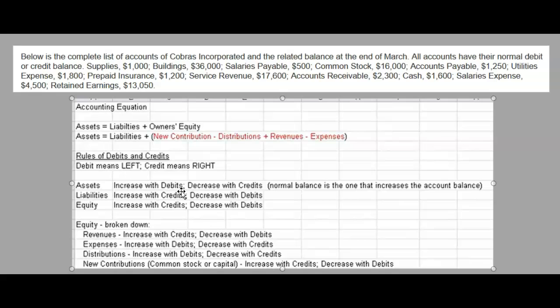All right, debit simply means left, credit means right, and here are the rules. Assets increase with debits, they decrease with credits. The normal balance is the one that increases the account balance. Liabilities and equity go the opposite way. They increase with credits and decrease with debits.